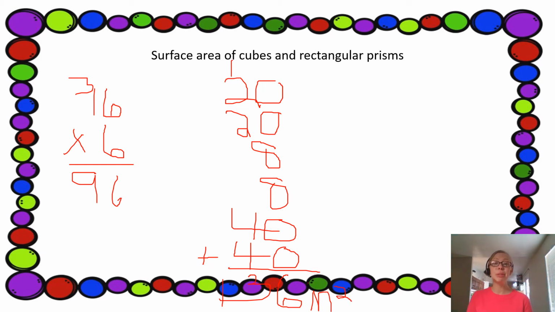So I hope that helps with the surface area of cubes and rectangular prisms. Sometimes the lesson will lay out a net, which is like the box if you were to unfold all the sides and lay it out completely flat. You would still find the area of each one of those little sides or sections, add them all together, and that will give you your surface area.